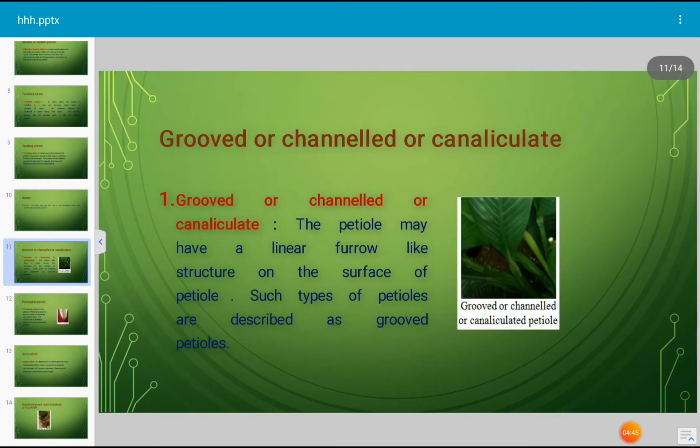Next, grooved or channeled petiole. That is, the petiole may have a linear furrow-like structure on the surface of the petiole. Such type of petioles or stalk of the leaf which is having a groove, such petiole is described as grooved petiole.